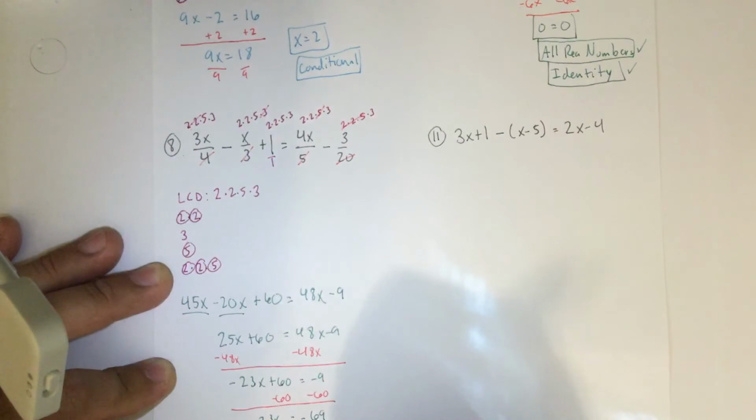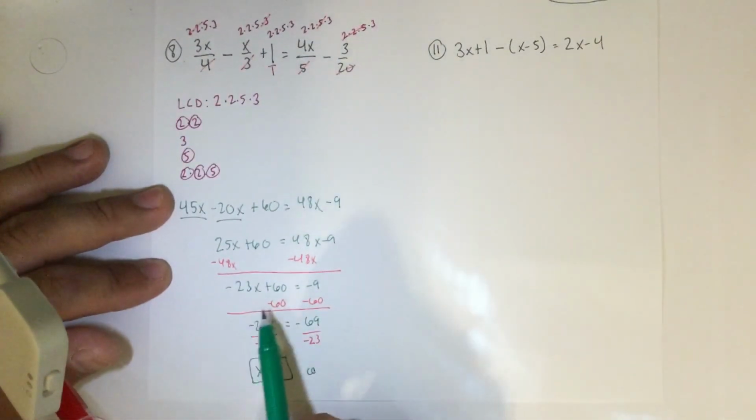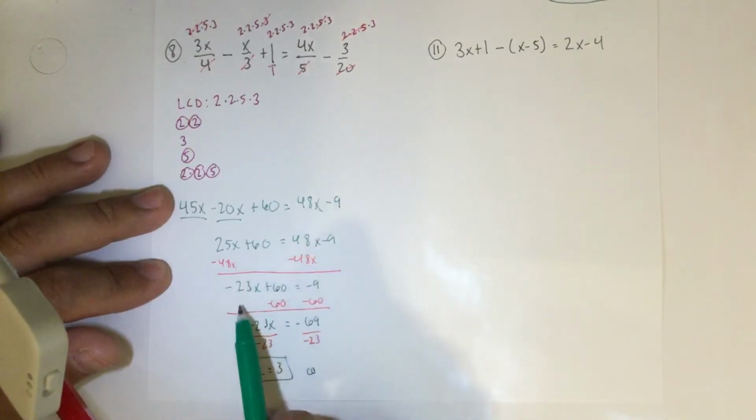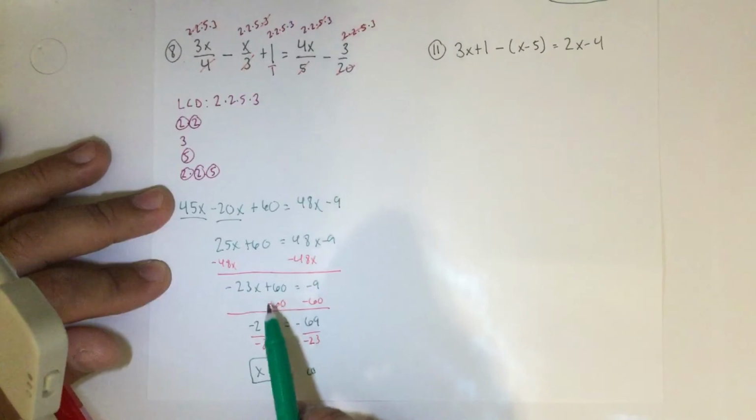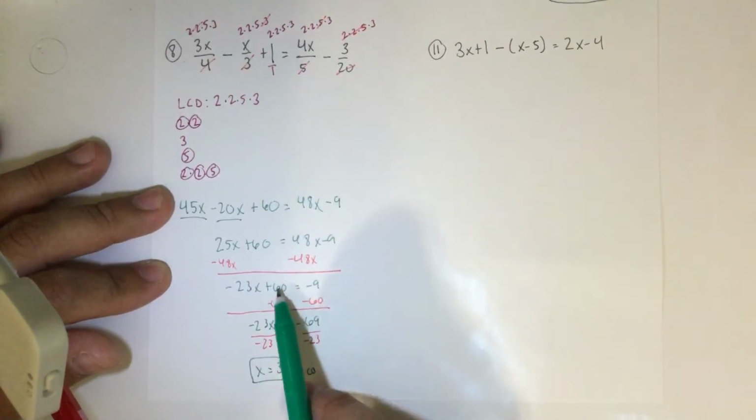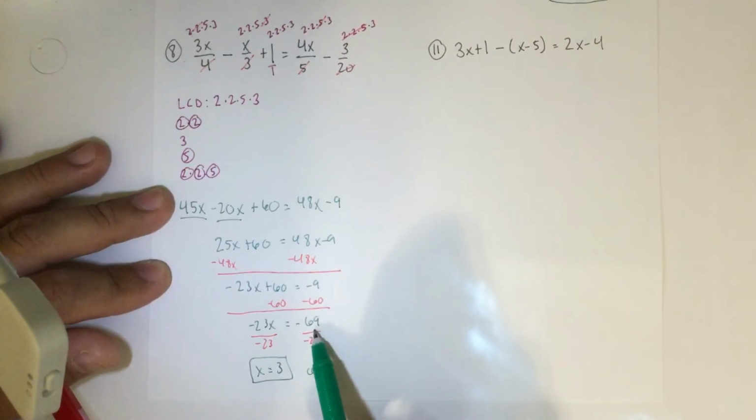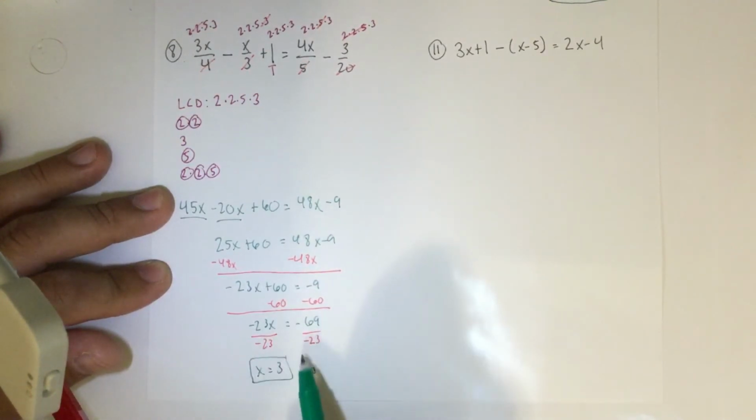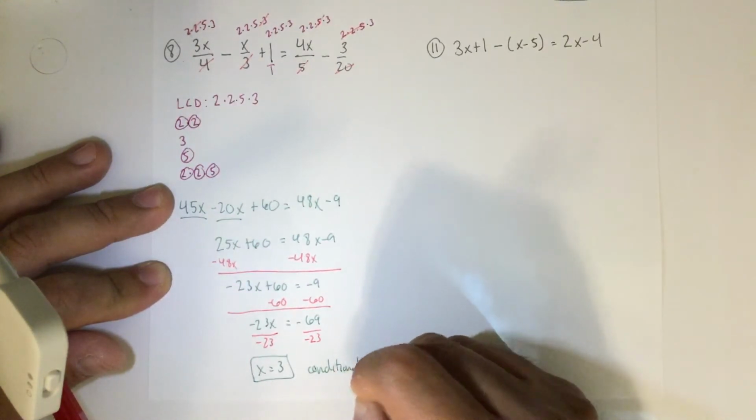This is one solution, so that is, sorry about that, I messed up. So really quickly, I subtracted 48x, and I got negative 23x, brought down the plus 60, brought down the minus 9. Subtracted 60 from both sides, 60 cancels, so I have negative 23x. Negative 9 minus 60 is negative 69. Divided both sides by negative 23, x equals 3. That is one solution, so this is conditional.